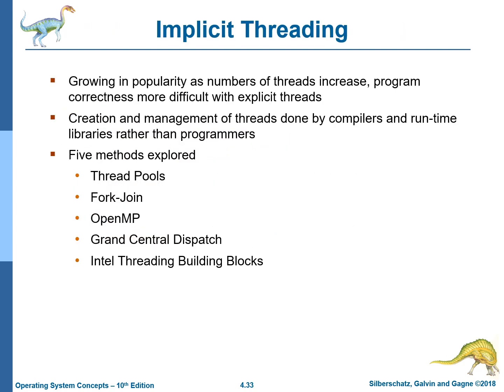Implicit threading is growing in popularity as numbers of threads increase, since program correctness is more difficult with explicit threads. Creation and management of threads are done by compilers and runtime libraries rather than programmers. There are 5 methods that can be explored, which are thread pools, fork join, OpenMP, Grand Central Dispatch, and Intel Threading Building Blocks.